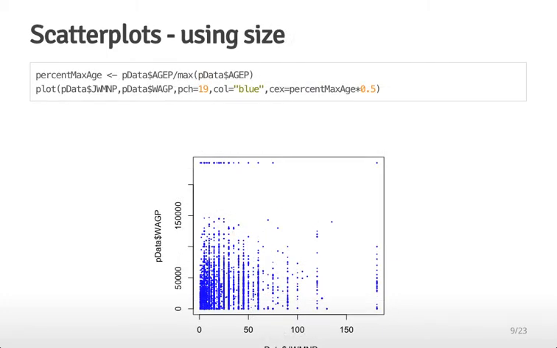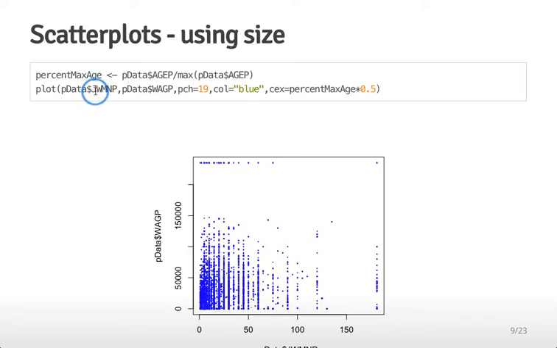You can also use size to illustrate the third variable. This can be really useful in some cases and kind of hard to see in other cases. So here what I've done is I've calculated a new variable that is the percentage of the max age that each value is. I take the ages of the individuals observed in the study and divide by the maximum age, so what I get is the percentage of the max age.